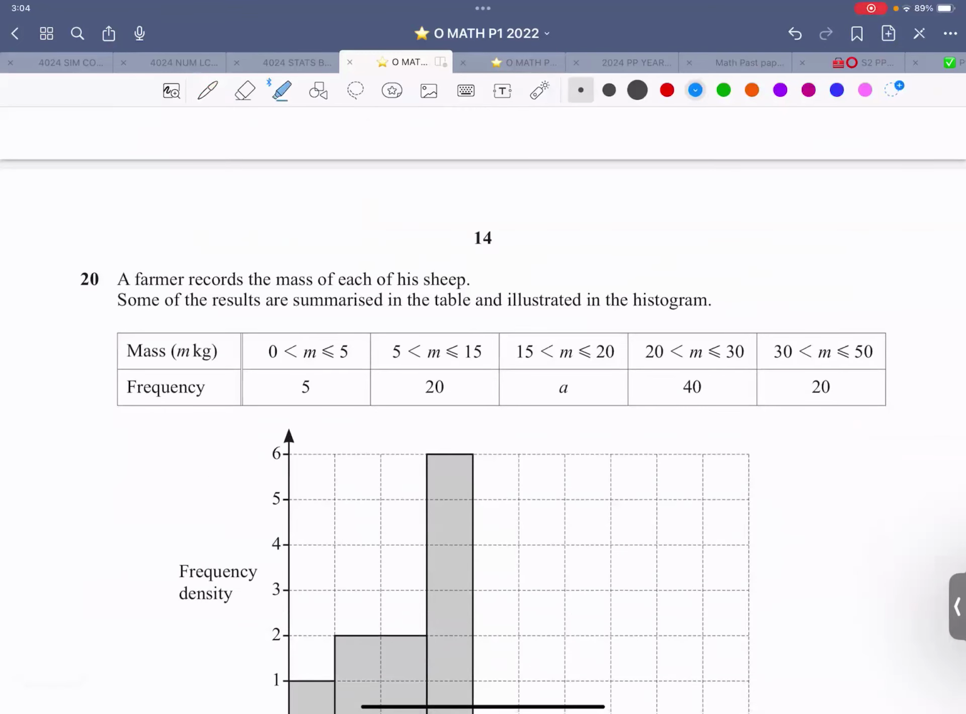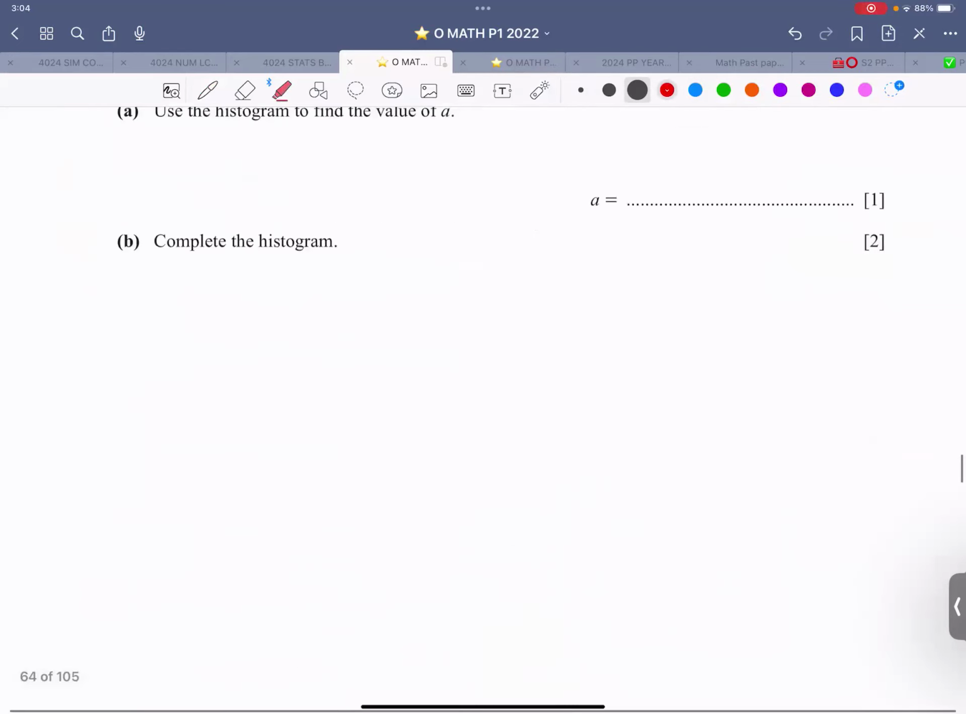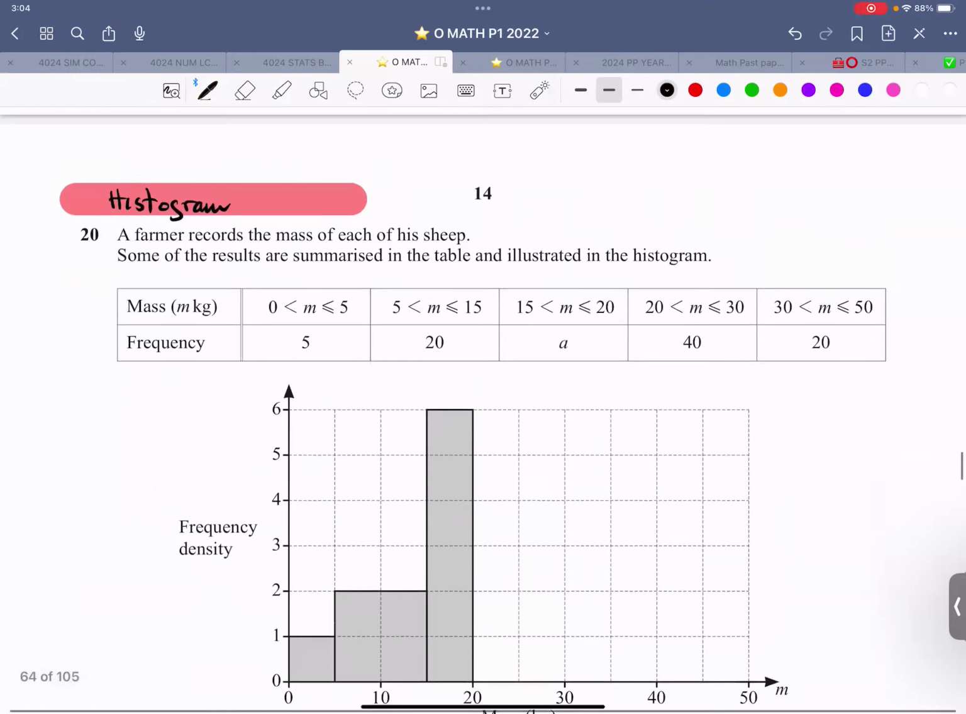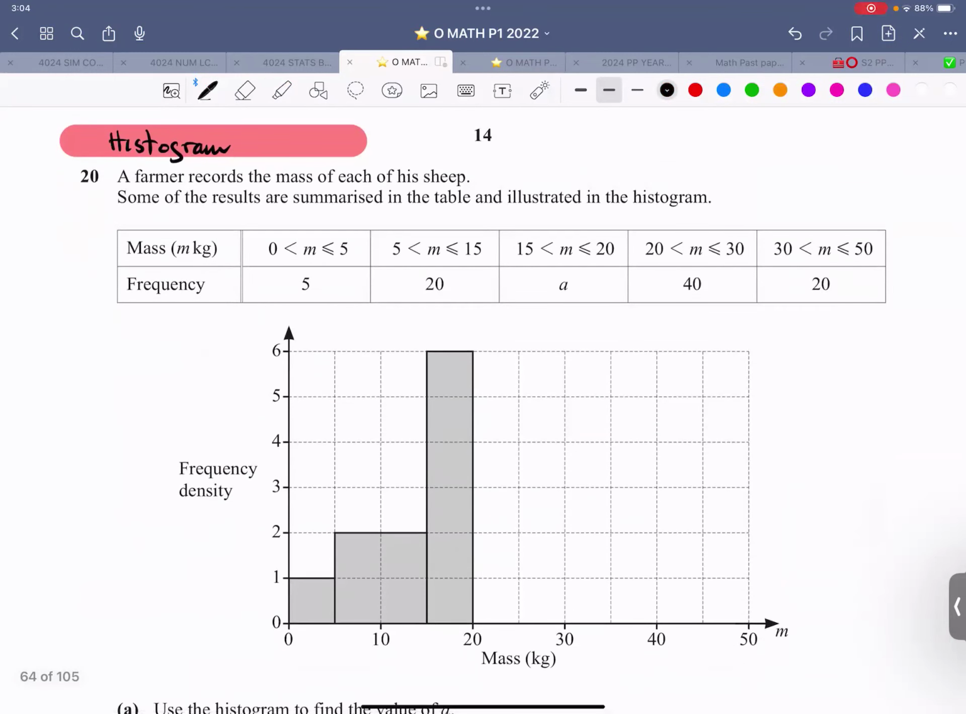Question number 20. This is about frequency density, histogram, completion of the histogram. So let me write over here. This is histogram. A farmer records the mass of each of his sheep. Some of the results are summarized in the table and illustrated in the histogram. So we have mass 0 till 5, 5 till 15, 15 till 20, 20 till 30, 30 till 50, unequal class width. And the corresponding frequencies are given. And this is the frequency density.